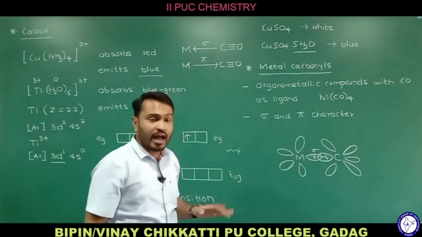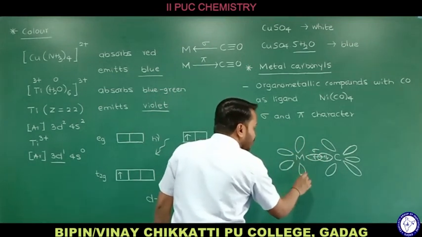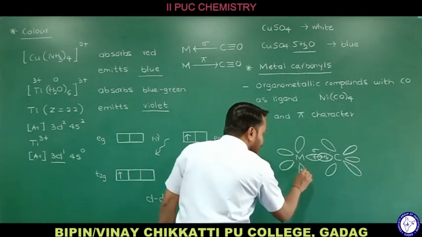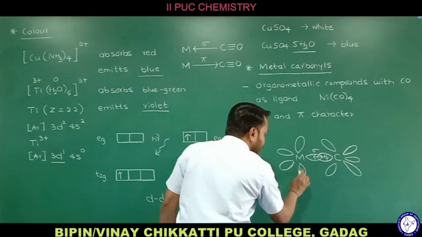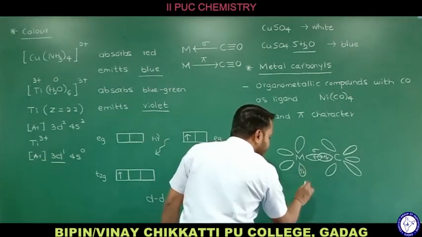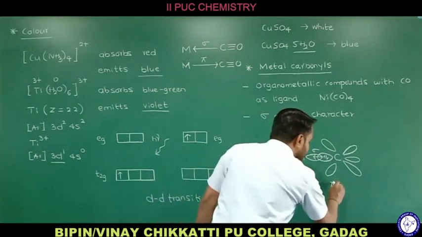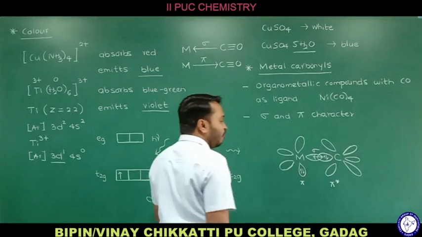Apart from that, these are the pi atomic orbitals. The pi atomic orbital of this central metal atom is going to possess the lone pair of electrons. This will be the pi of the central metal atom, and this will be the pi star of this carbon of carbonyl.